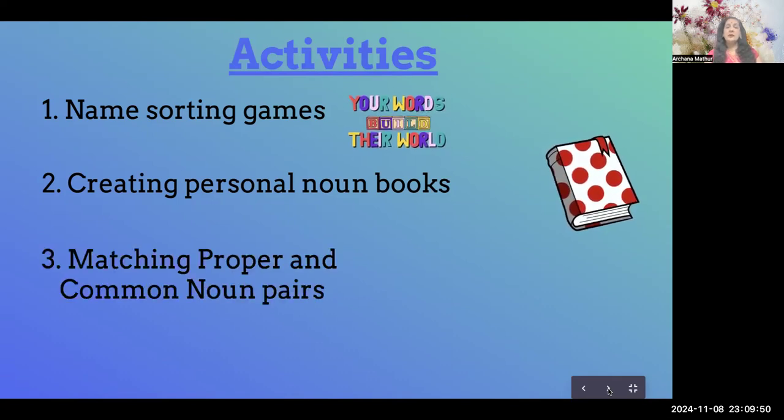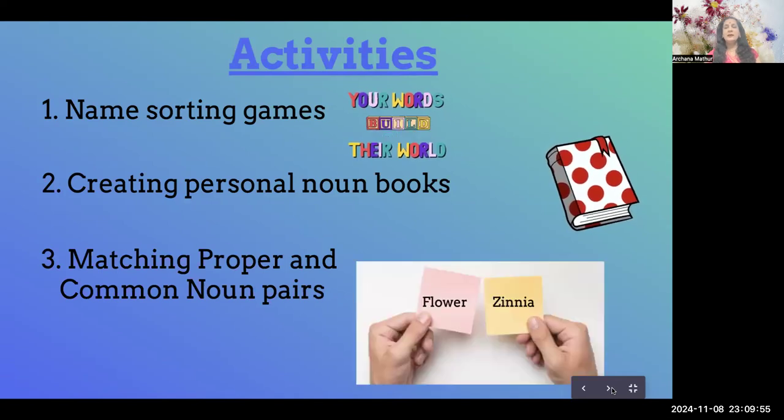Matching proper and common noun pairs. Like for example, you have flower, zinnia. You can give them these little slips where you have tree and then the name of a tree. You have animal, the name of an animal. So they learn to mix and match. They match the common noun with the proper noun.